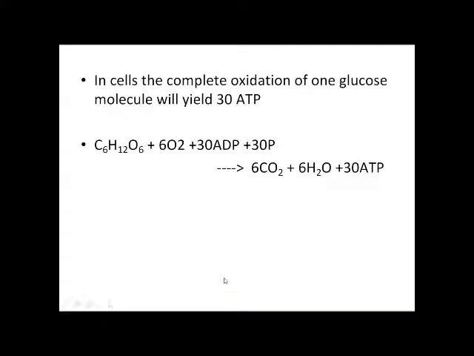Okay. So in cells, the complete oxidation of one glucose molecule will yield 30 ATP. So this is the full equation. One glucose molecule, C6H12O6, plus 6O2. Remember that 2 in the oxygen is a small 2 because it's 6 oxygen molecules. Plus 30 ADP plus 30P. This produces 6 carbon dioxide molecules plus 6 water molecules plus 30 ATP molecules.